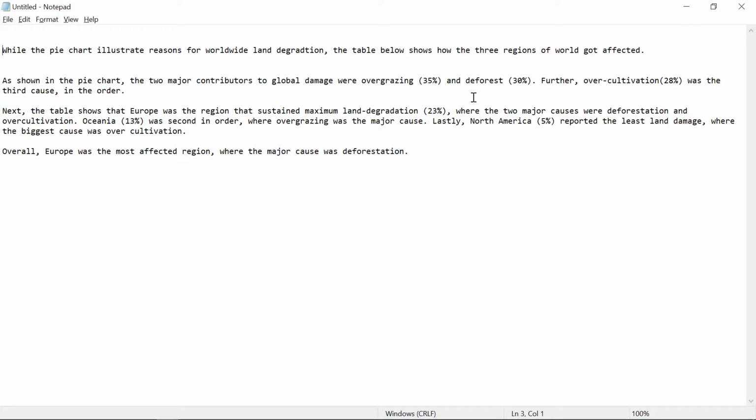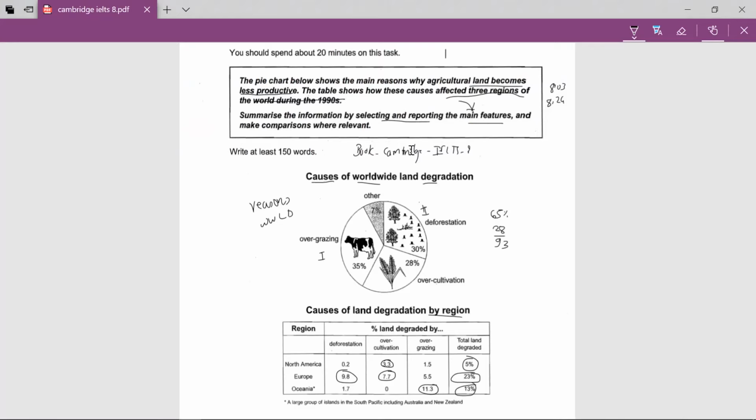So 1, 2, 3, 4, 5, and 5.5. So 5 into 25 is 125. 125 and 12. Probably I am a little short, so I'll add one or two lines here and there. The two major contributors to global damage were overgrazing and deforestation, and overcultivation 28% was the third cause in the order. I can write a little bit more in the conclusion. Overall, Europe was the most affected region, where the major cause was deforestation. I can add those details.